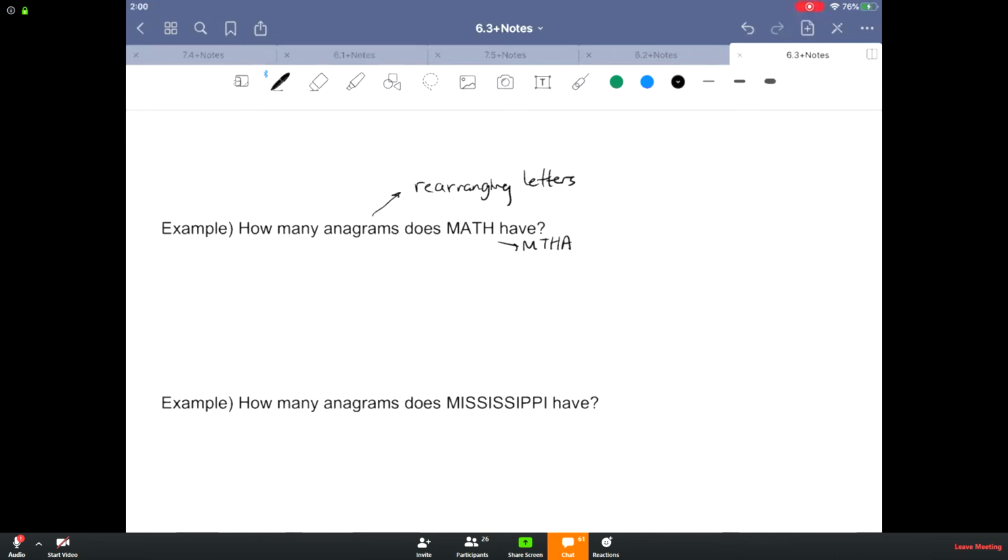All right, so how many anagrams can we have with the word math? How many ways can we rearrange those letters? Think about the way we just did the other one.